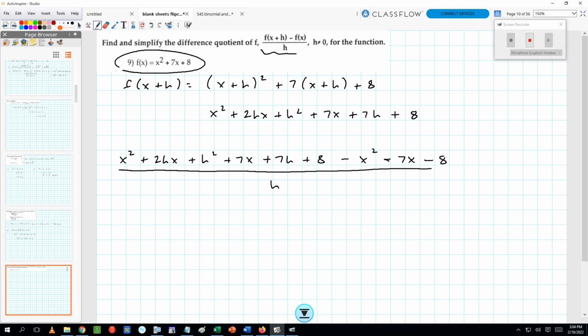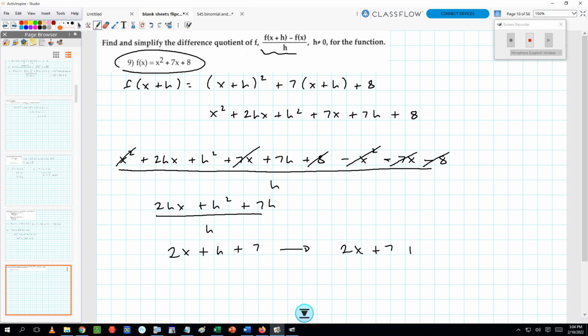Now, if you're successful, your function should be eliminated. The minus x squared, the x squared, the minus 7x, the plus 7x, the minus 8, the plus 8. And all that should be left are terms with an h. So I'll just get rid of an h. So I'll have 2x, an h, not an h squared, and a 7. And I would like for you to rewrite this as 2x plus 7 plus the h on the end.